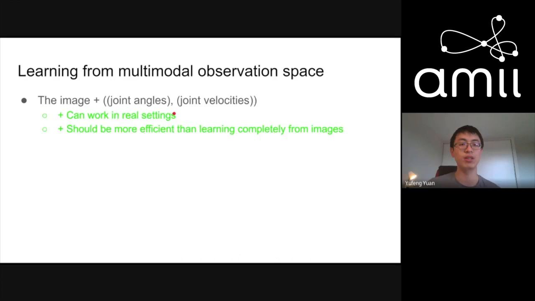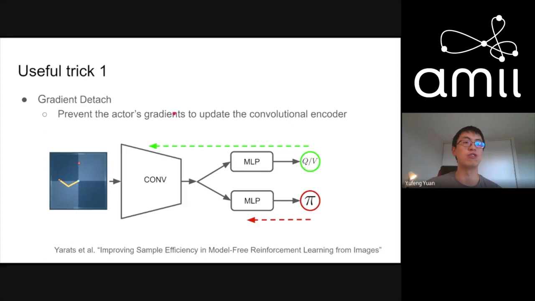So as our ultimate goal is to use this multimodal setting for real robot tasks, sample efficiency is our first concern. So next, I'm going to introduce some tricks that are pretty useful when learning completely from pixels, and then we will verify them, to see whether they are useful in this multimodal setting.